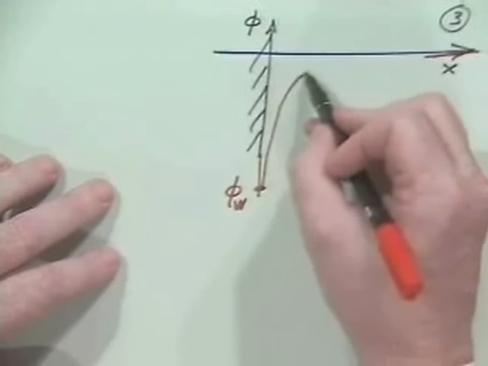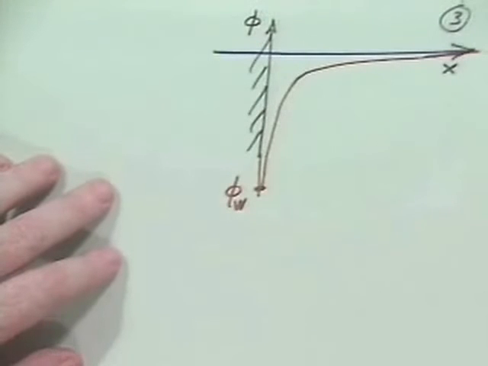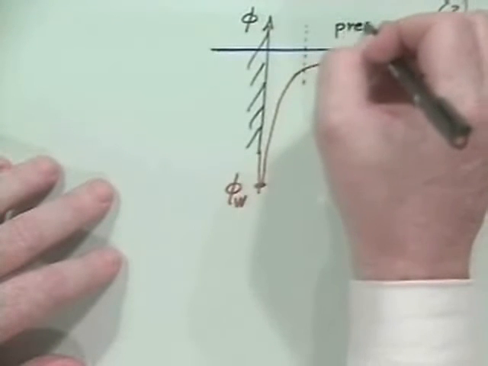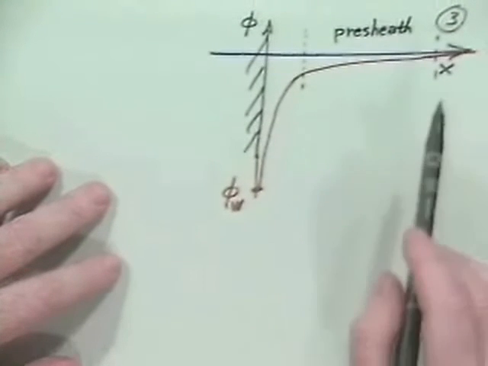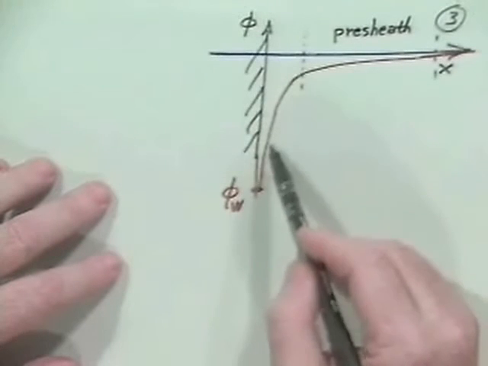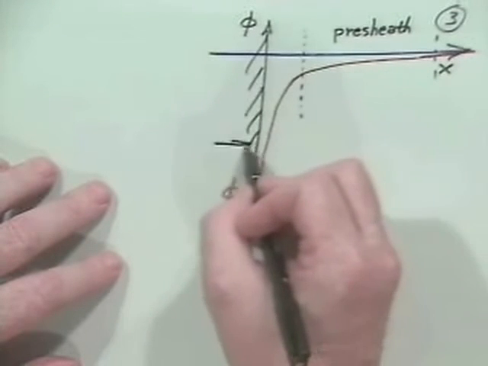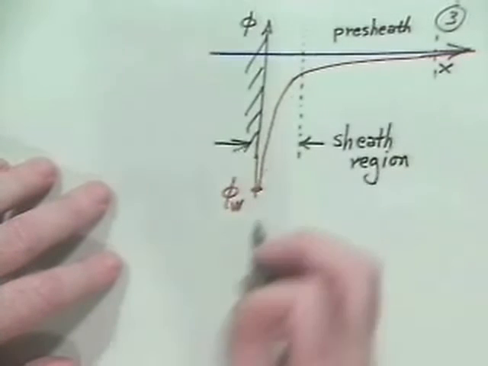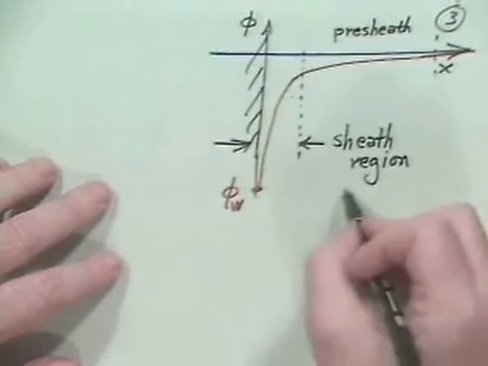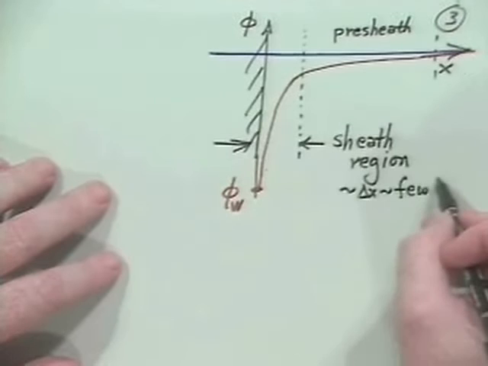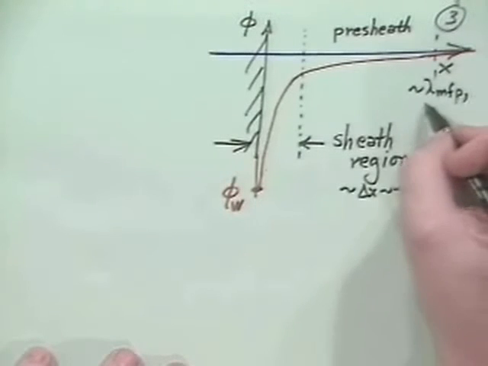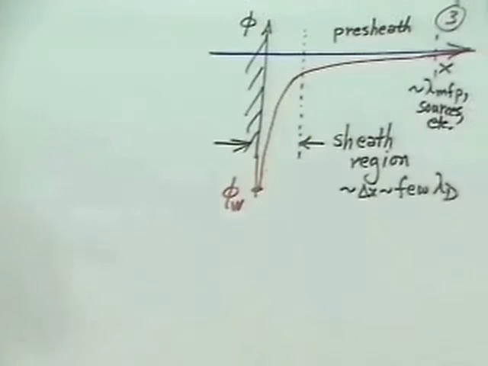Now, it turns out that it kind of curves in like this, and people define a certain region, which we'll talk about a little bit later, as a pre-sheath region here. Pre-sheath meaning it's a connection between the bulk plasma and a sheath, and the sheath itself is this region here. So this is called the sheath region. And we expect this distance, delta x, to be of order a few Debye lengths. The pre-sheath region can be of the order of the collisional mean free path, or sources in the plasma, and so forth, depending upon the details of what's causing that particular sheath.